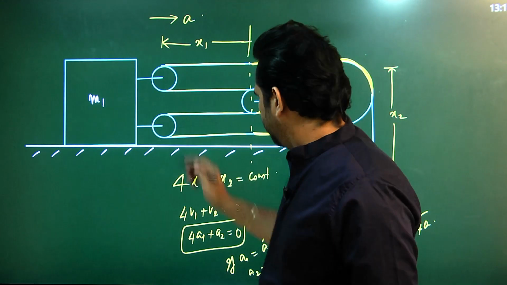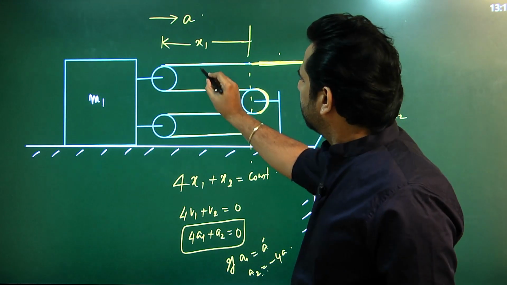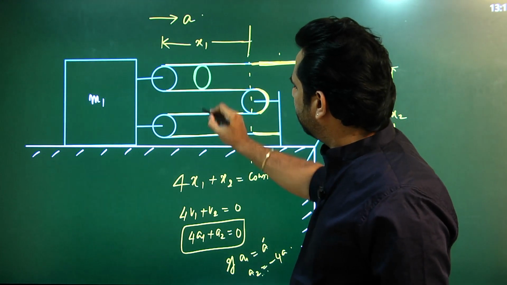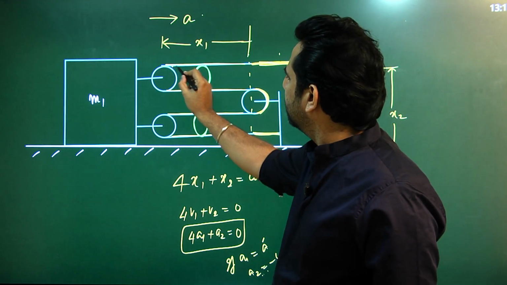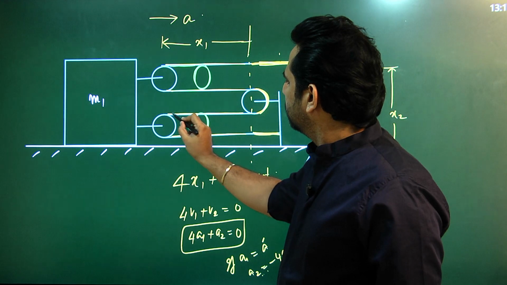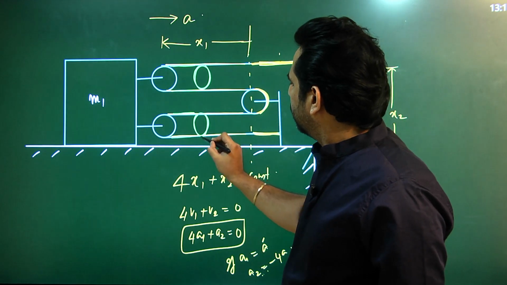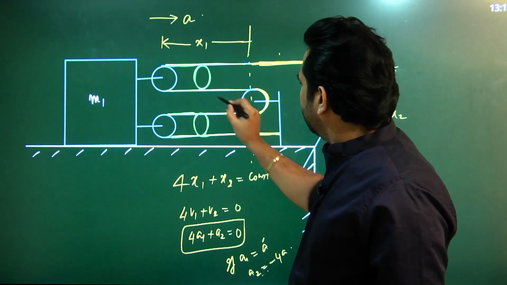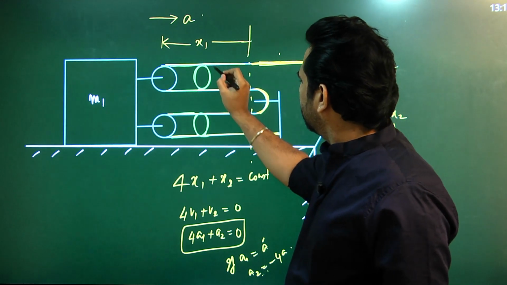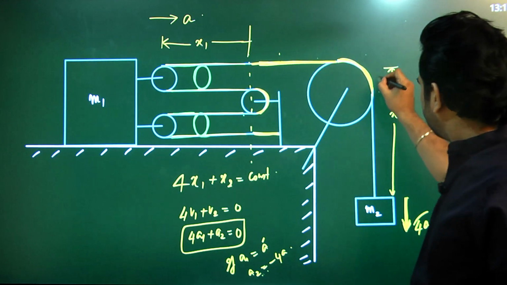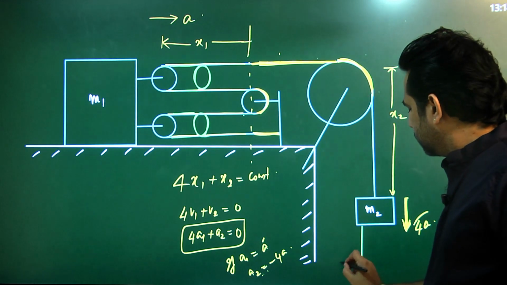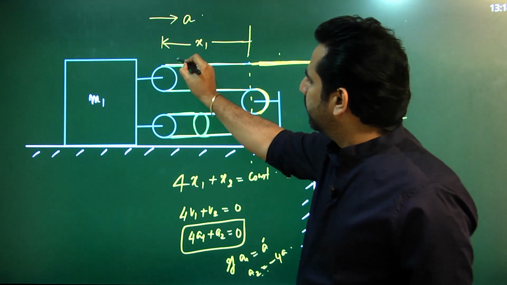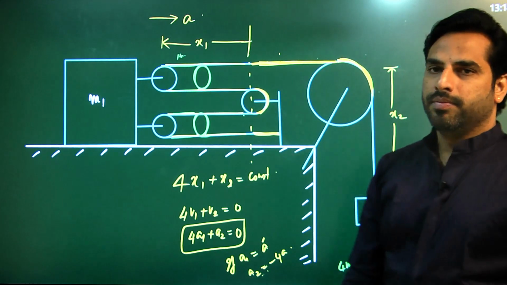Without constraints, how do you analyze this? Suppose m1 is moving towards right by 1 meter, then this pulley moves towards right by 1 meter. So how many meters of string is released? 1, 2, 3, 4. So 2 meters is given from this pulley, 2 meters is given from this pulley. All over 4 meters of string is given to m2. So m2 is coming down by 4 meters if this is 1 meter distance.